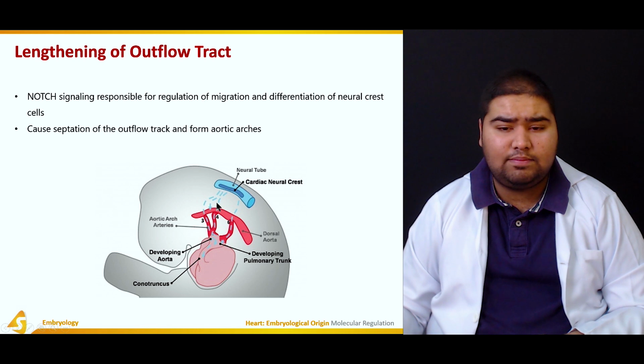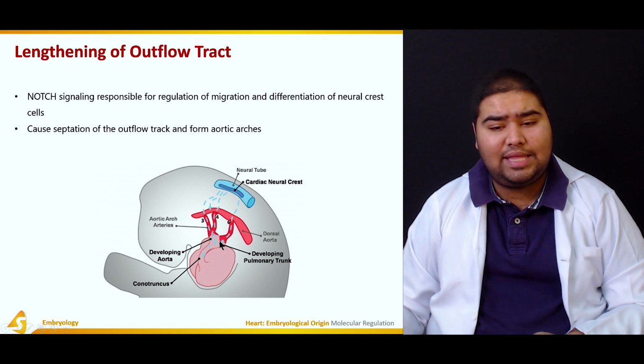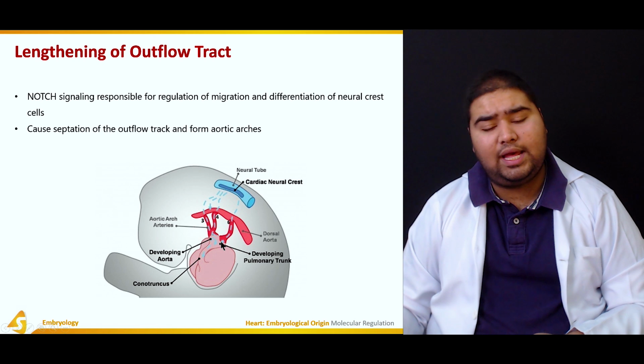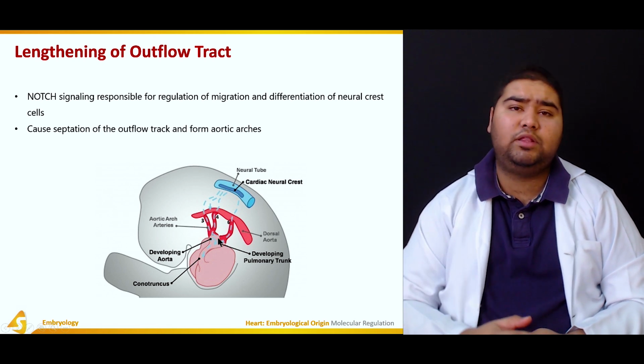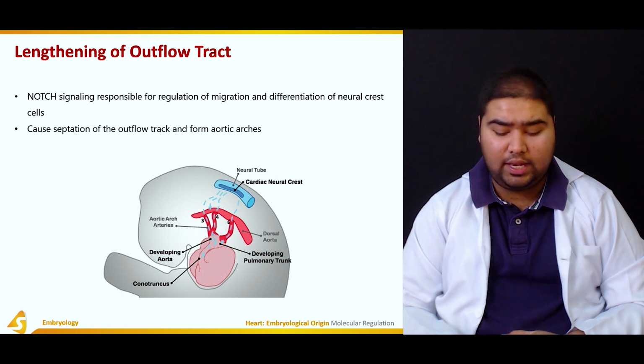You can see these blue cells, these are the neural crest cells. They are penetrating the aortic arches and then the developing outflow tracts, which include the developing aorta and the pulmonary trunk. They help in the formation of septation in these structures as well.